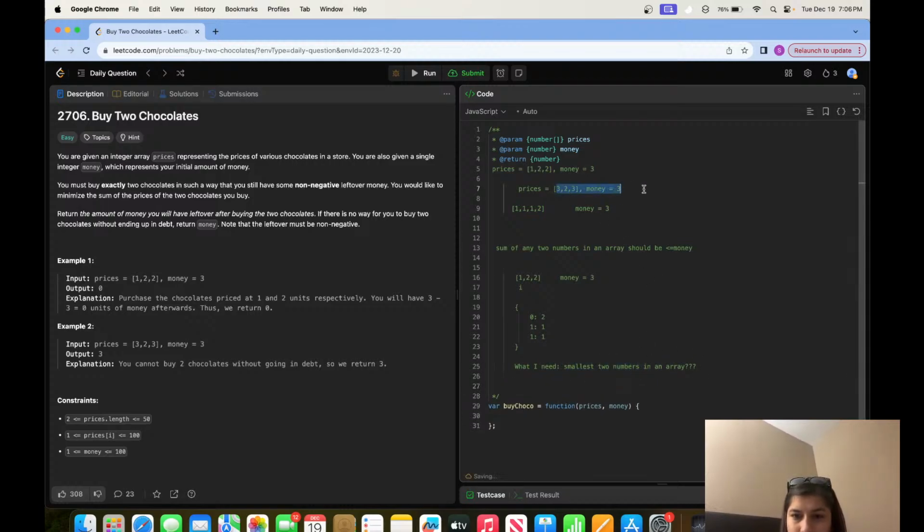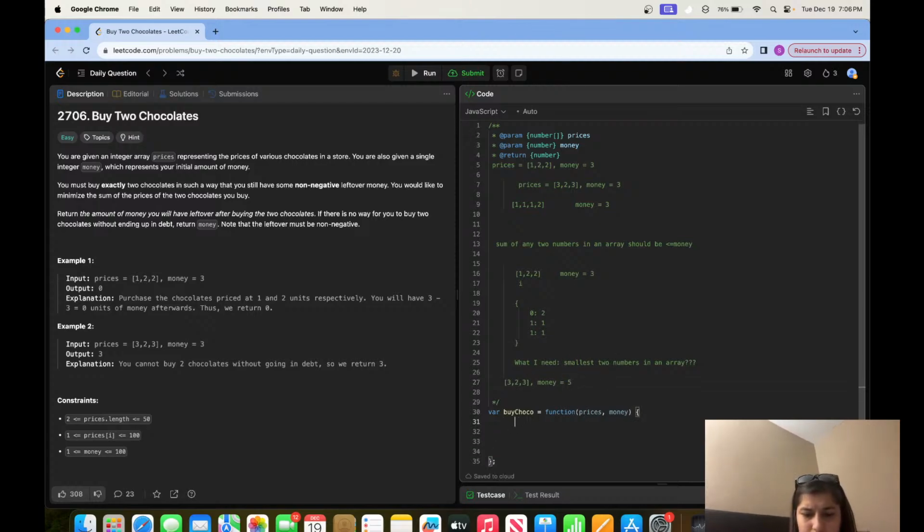So that is actually the answer. I need smallest 2 numbers in an array. So if you see here 3 to 3 and money, right? Here if you see, then smallest 2 numbers is 3 and 2. 3 and 2 is 5, and it is greater than money, right? So even the smallest 2 numbers could not sum up to money, so I'll just return money. It means that I'll never be able to buy chocolates. Suppose if it was 5, then 3 plus 2 is 5, it means that I will be able to buy chocolates. So I would return 0 in this case. So yeah, just find the smallest 2 numbers.